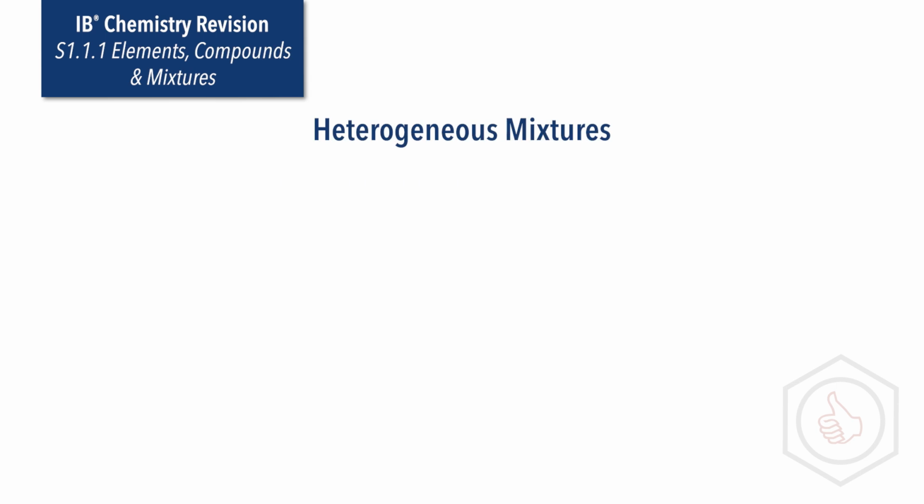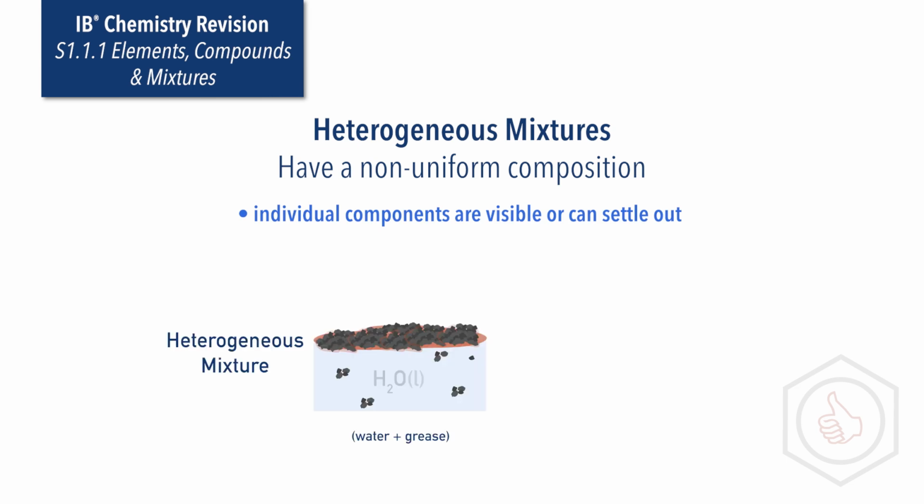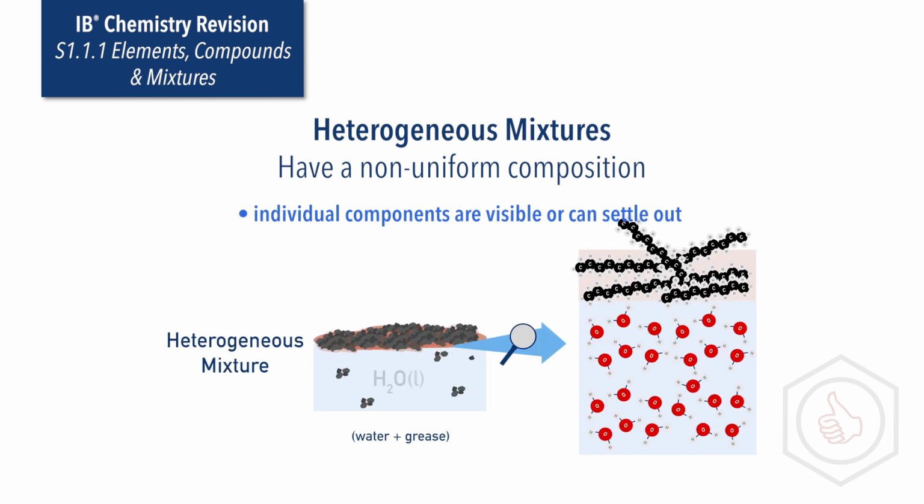Heterogeneous mixtures have a non-uniform composition. This means the different components are visible or can settle out. For example, water and grease or oil form a heterogeneous mixture because the substances within it, the water and grease molecules, are unable to mix and so separate and form two distinct layers.